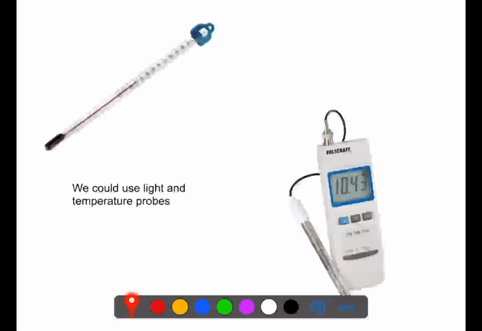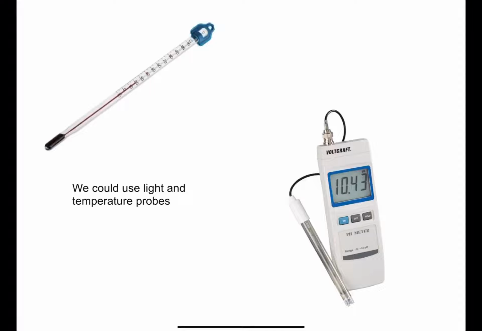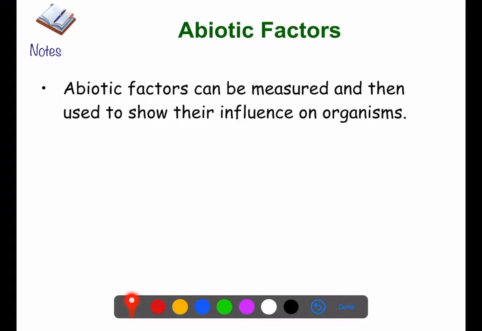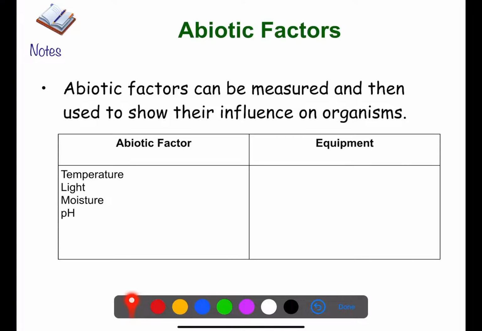How would we actually go about this? We could have a look at some abiotic factors. We could look at light and temperature to see how light and dark areas are, how hot and cold they are. Abiotic factors can be measured and then we can use them to show their influence on organisms, where organisms choose to live. So have a think about what equipment we could use to measure different abiotic factors.